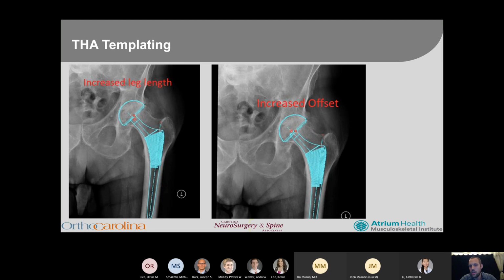And usually when they ask you a templating question, it's just to see if you can line up those circles and correctly deduce what's going to happen when you put the center of the femoral head in the center of the acetabulum.